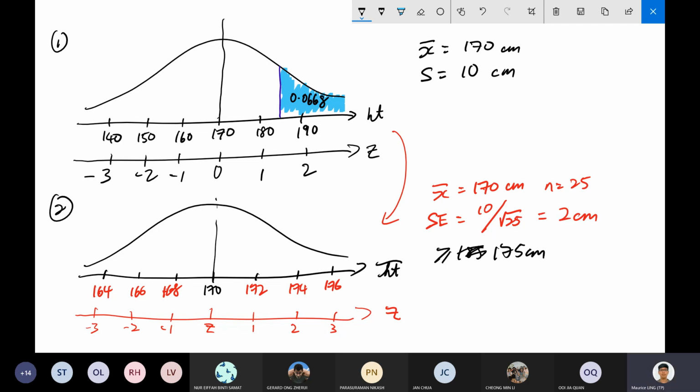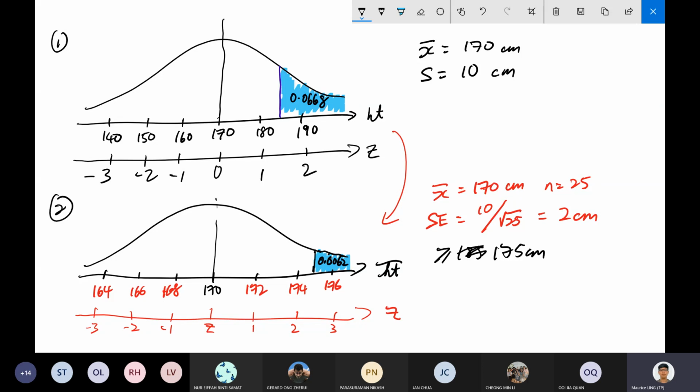So here, if you look at 175, 175 is actually here. And this is actually a smaller number. So just now, can somebody help me repeat what is the number here? The shaded area. 0.0062. Right. So you see a difference?